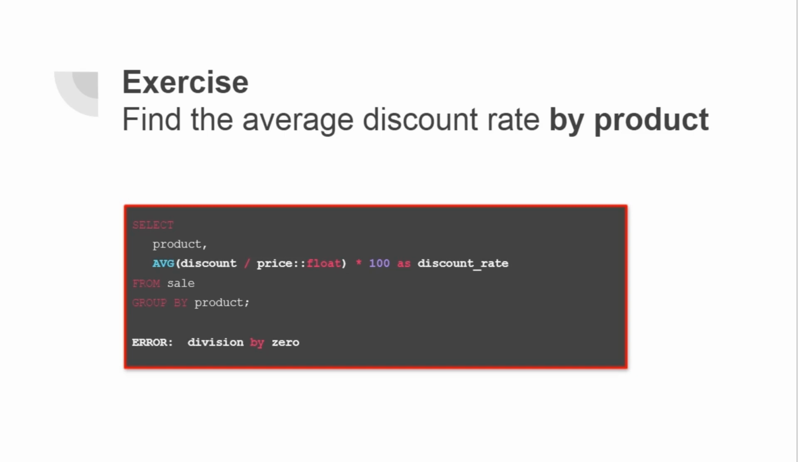Okay, so I'm guessing that some of you might have written it like this: select product and the average discount divided by price. We already know that you need to cast one of the sides to float and then multiply by 100 to get the discount rate, right? The difference here is that we use product both in the select and the group by. And you should get division by 0, right?